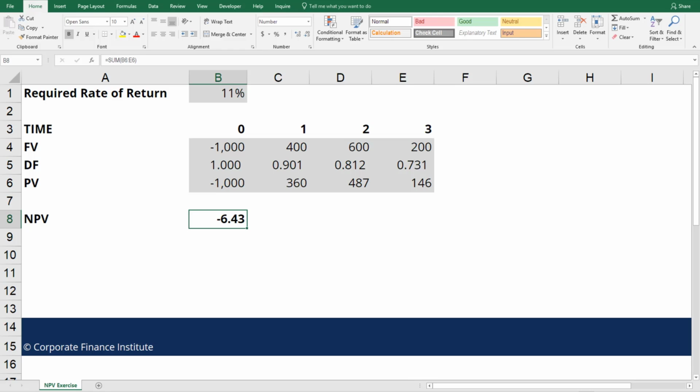Look at what has happened to each of the present values. They have become smaller. This is because we are discounting the future cash flows using a higher discount rate.